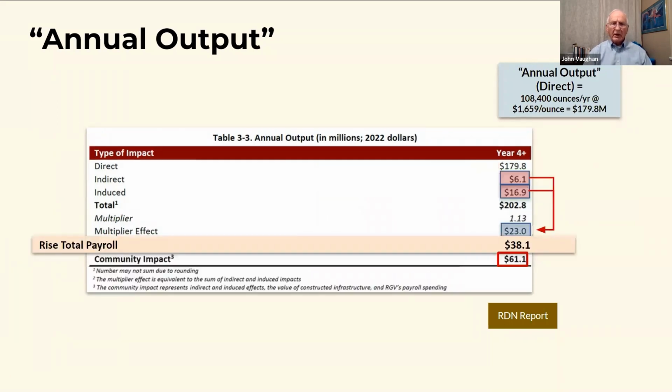1 second. Annual output. This is the same annual output chart with 2 modifications. We're only looking at year 4, which is the proposed first year of full production, and the estimated community impact of 61.1 million is comprised of the multiplier effect plus the RISE total payroll of 38.1 million, which was not shown in the standard chart. Next slide, please.